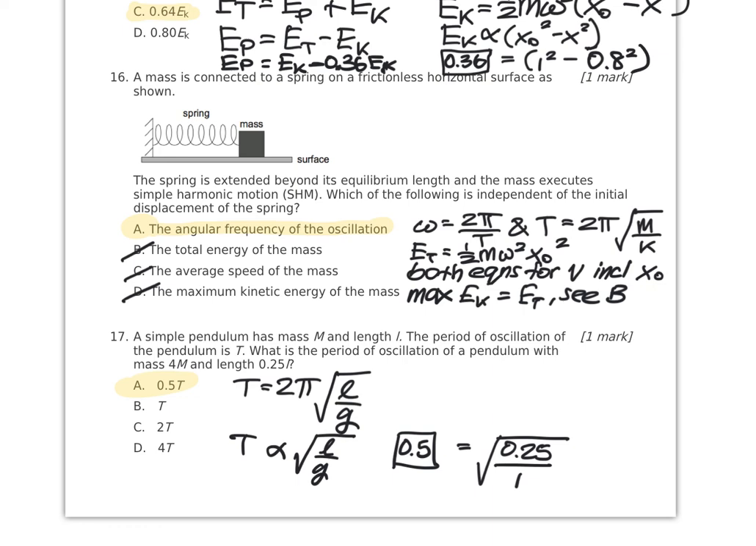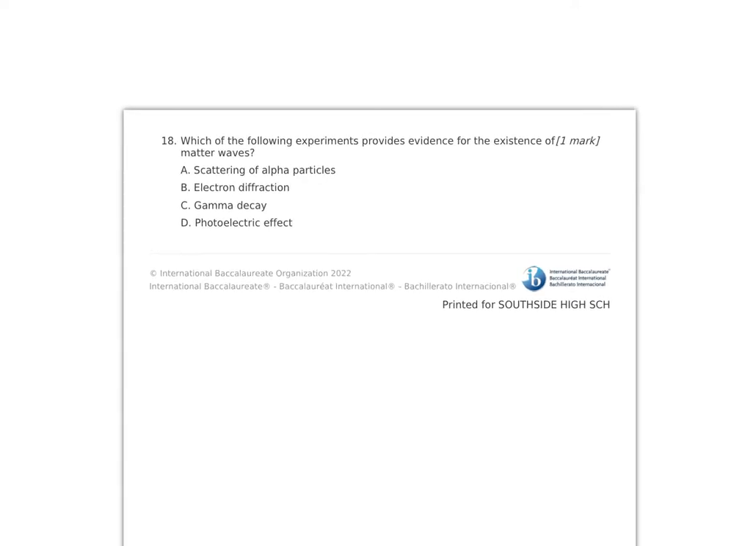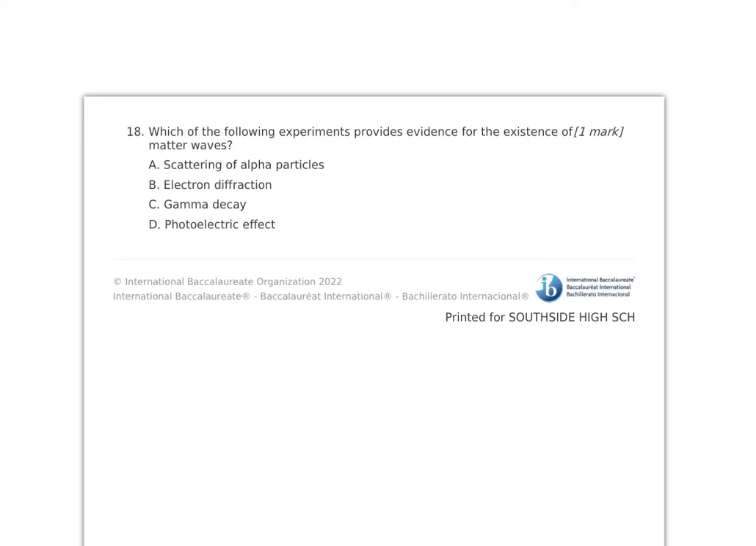All right, and then on the last page, this guy right here, it says, which of the following experiments provides evidence for the existence of matter waves? I don't know. The answer is electron diffraction, because electron is a matter particle, and so the fact that electrons diffract around crystals means that they have a wave function, the de Broglie wave function.